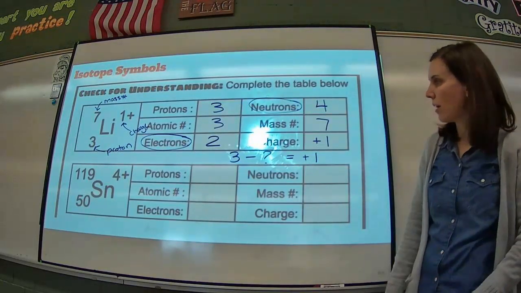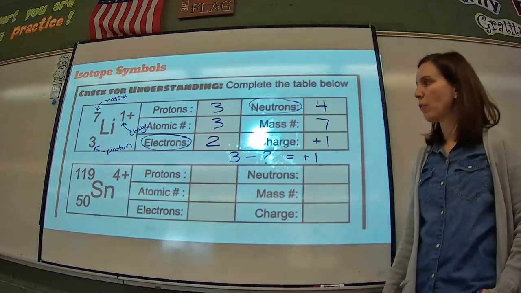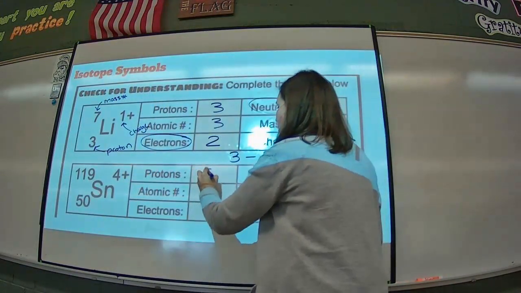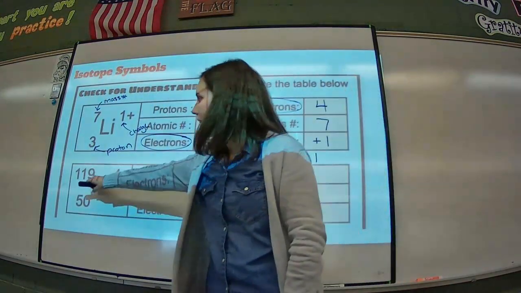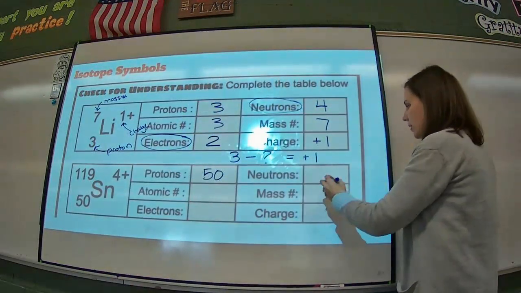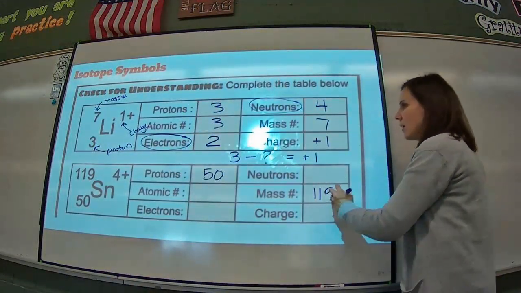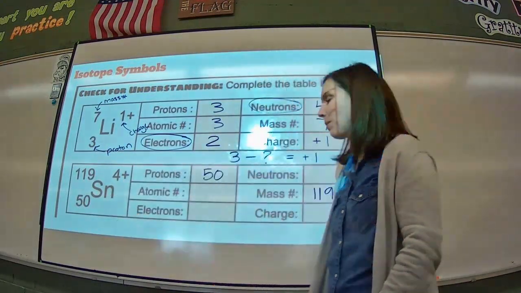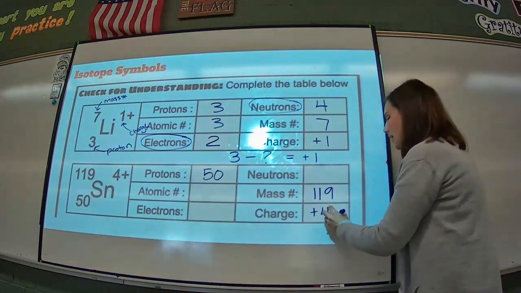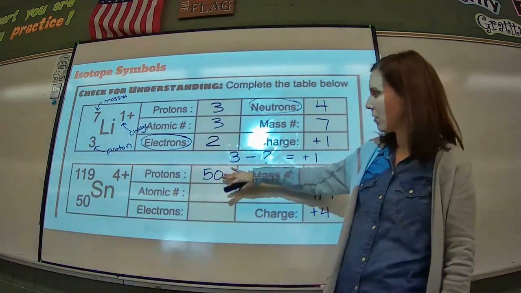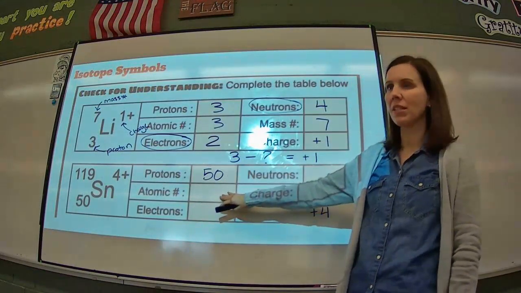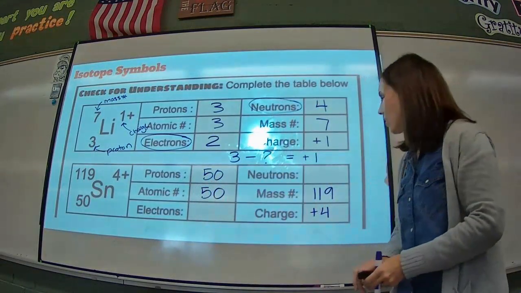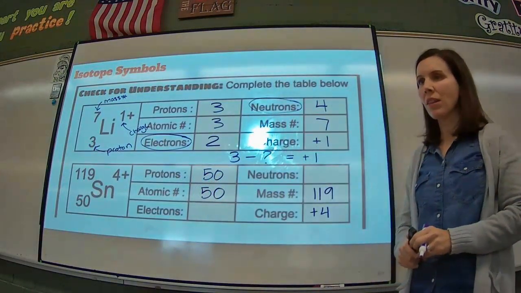All right, so hopefully you paused and took a moment. So let's fill in the ones that are easiest. So I know that this bottom number is my number of protons, so protons is going to be 50. 119, that's my mass number, so I can easily, quickly fill in mass number as 119. Okay, charge, that's being told to me right there, that's going to be +4. The other thing that I can get without having to do any additional math is I know that the number of protons is the same thing as atomic number. So if I have 50 protons, my atomic number is 50. So now I'm just left with the two that require some math.